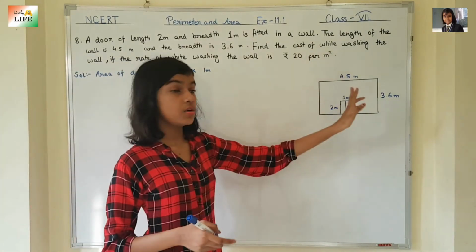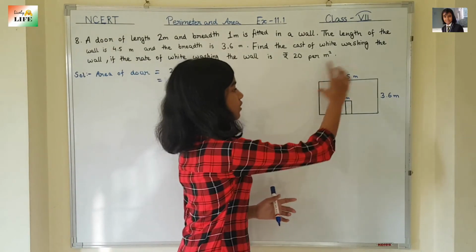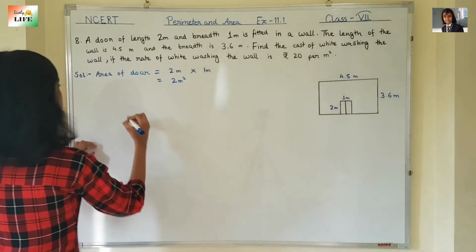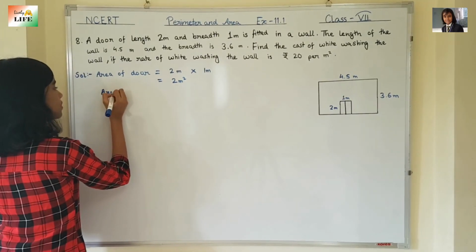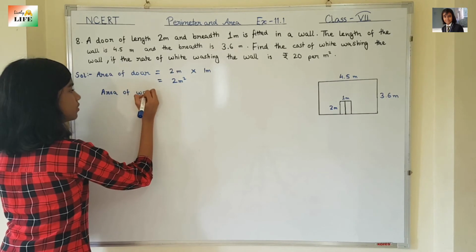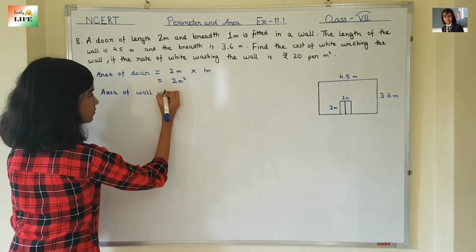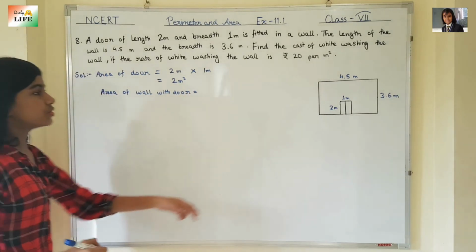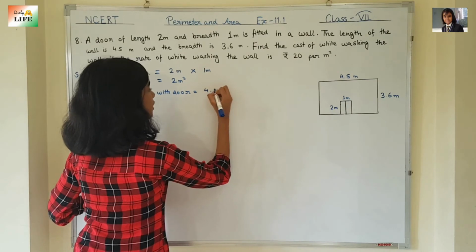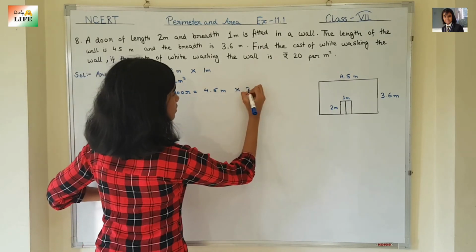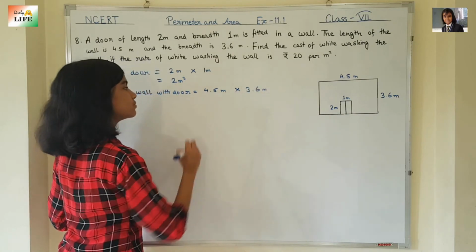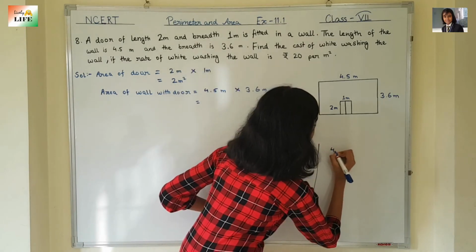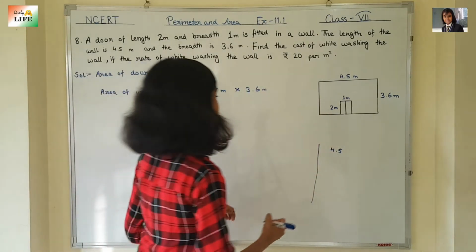Now the area of the wall with the door. We cannot find the area of the wall without the door, right? We are going to find the area of the wall with the door, this whole rectangle actually. So area of wall with door. So the length is 4.5 meter and the breadth is 3.6 meter. So let's multiply it. 4.5 and 3.6.